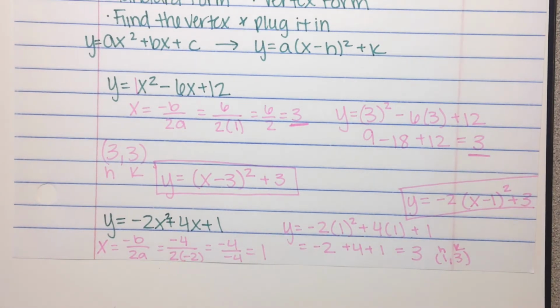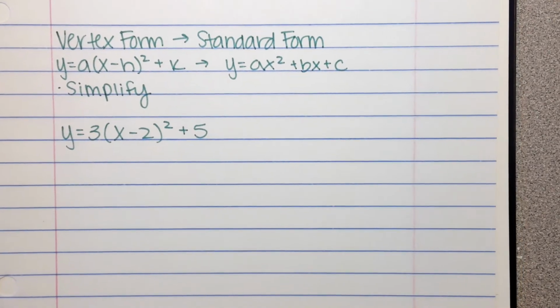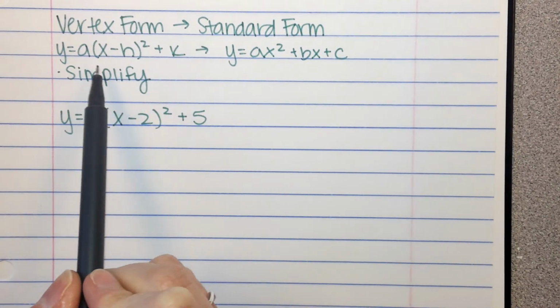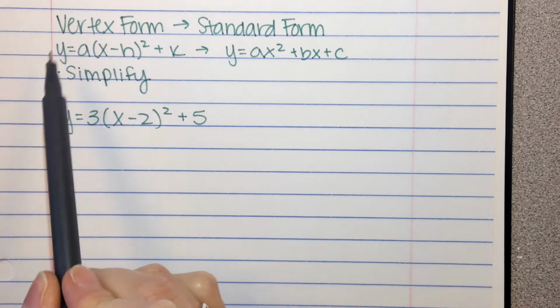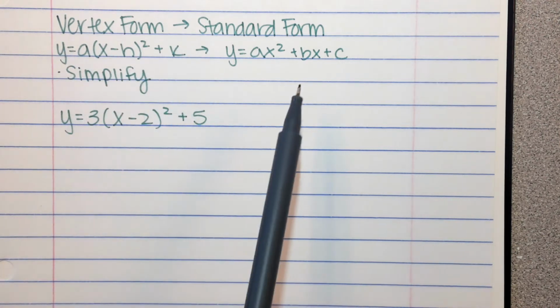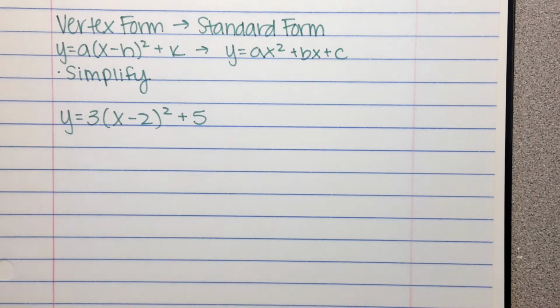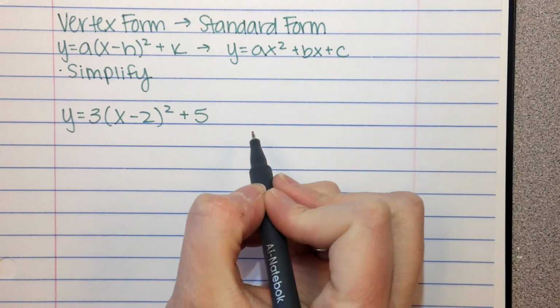So those are pretty simple. You find x, find y, plug them into the vertex form, and you've got your equation. Okay, next we're going to go from vertex form to standard form. And the way we do that is just by simplifying. So we're not solving here, but we're just going to simplify the right side of this equation, and it'll turn into our standard form. So here we have y equals 3 times the quantity x minus 2 squared plus 5.